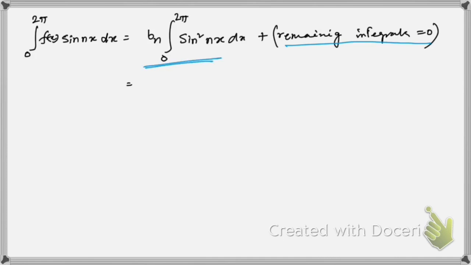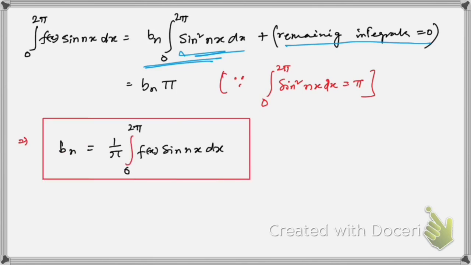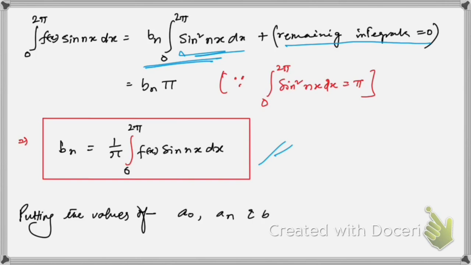And from here we will get this result, because the integral from 0 to 2 pi of sin square nx dx is pi. We have used that result here, and so bn will be 1 by pi times the integral from 0 to 2 pi of f of x sin nx dx. This is the coefficient bn. Putting those values of a naught, an, bn in equation number 1, we will get the required series, that is the Fourier series, right?